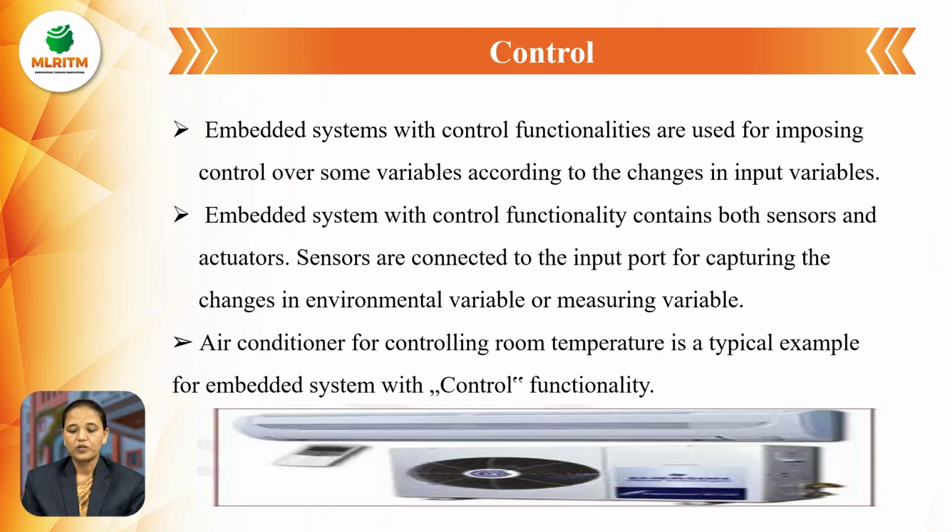The best example of the controlling functionality of an embedded system is the AC. The air conditioner is used for controlling the room temperature. Generally, we use the AC to control the room temperature. It is an example of an embedded system with controlling functionality. In AC, what do we do? First, we use AC generally for controlling the room temperature.